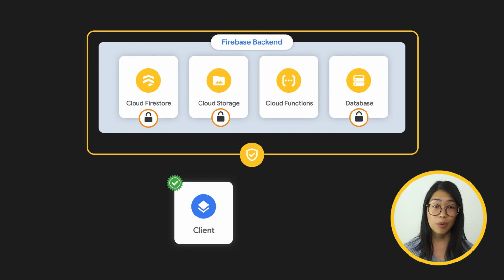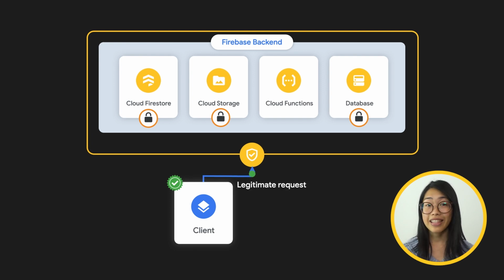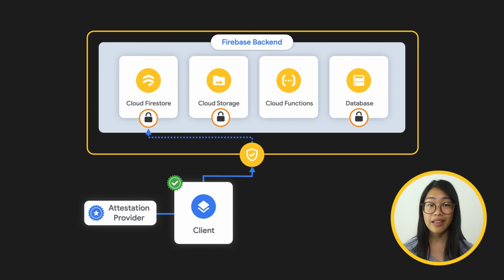To prove it is legitimate, it sends an AppCheck token with each request. The AppCheck layer on the backend verifies the token and lets the request pass through if the token is valid. To create an AppCheck token, your app uses a so-called attestation provider that you can set up in the Firebase console and integrate into your application code.